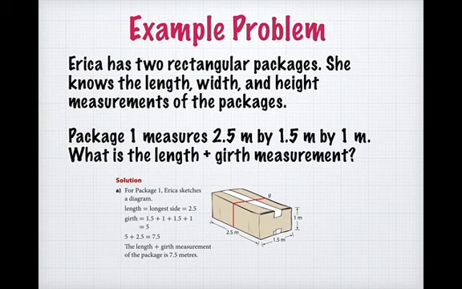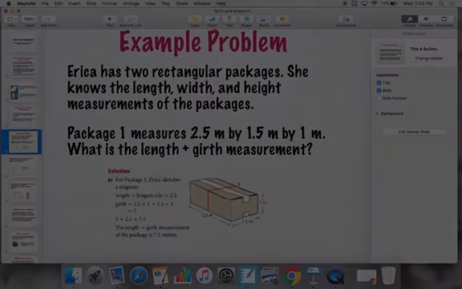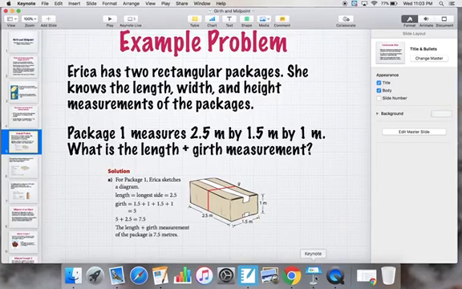So in this case, Erica has two rectangular packages. She knows the length, width, and height measurements of the packages, and package 1 measures 2.5 meters by 1.5 meters by 1 meter, okay? And we're being asked for what is the length plus girth measurement. Yes, you see the solution there on the slide. I'm still going to go to the whiteboard and show you how we would actually do this as well.